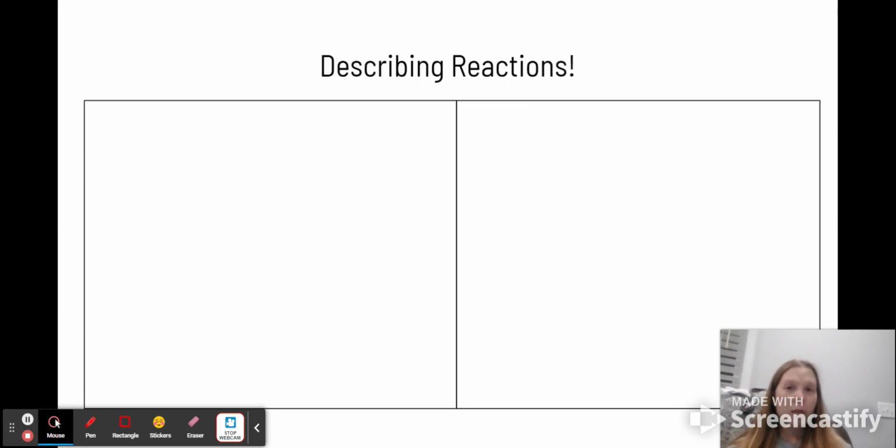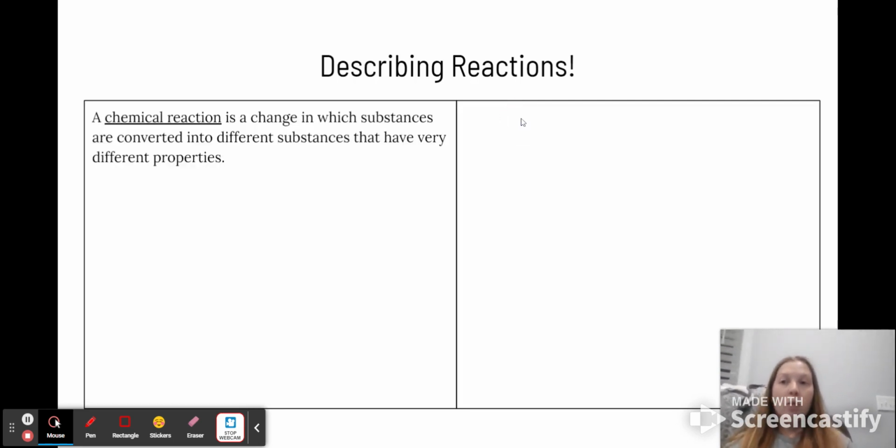Before we can learn to balance, we need to understand what a chemical equation shows us. A chemical equation is defined as a change where substances that you start with are converted into something different that have different properties.